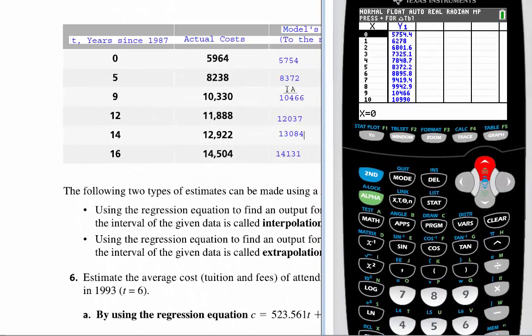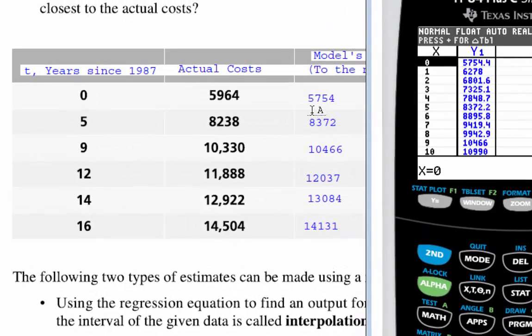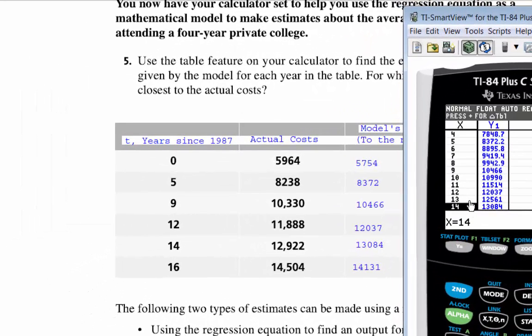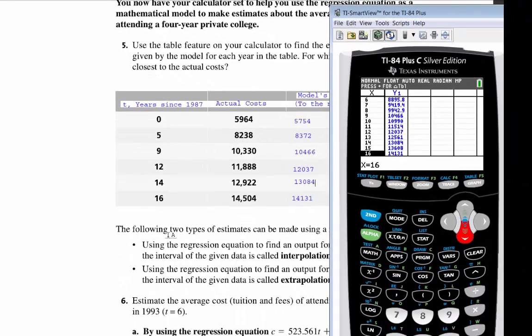Okay, so you can see I've filled in my table. Again, 0 corresponds to this 5,754, that's up here. If I go down to year 9, you'll see I have 9 gives me $10,466. And you have to scroll down in the table to get years 12, 14, and 16. So I hit the down arrow a couple of times so I can see that year 12 and the year 14 and the year 16 corresponds to $14,131. So my table's complete. So let's keep answering some questions here.